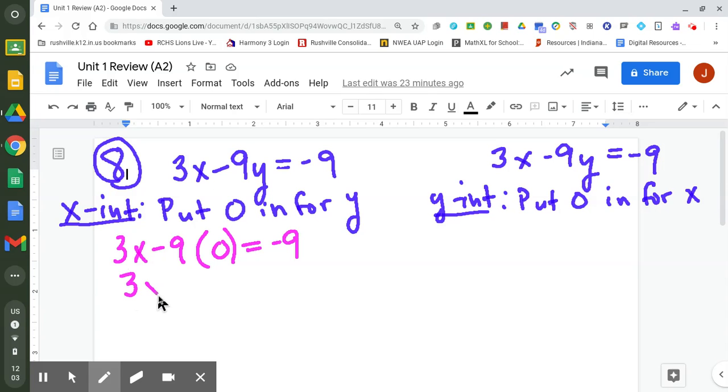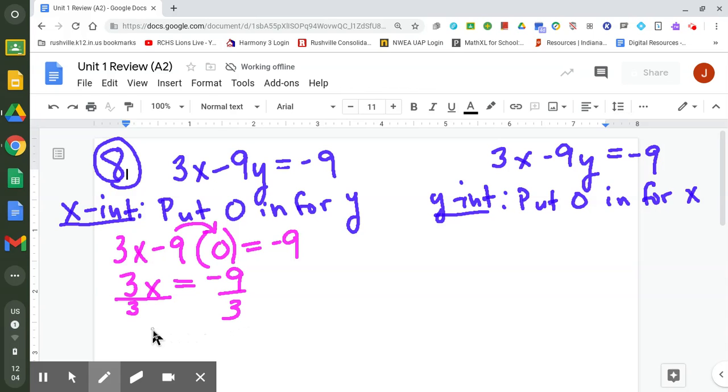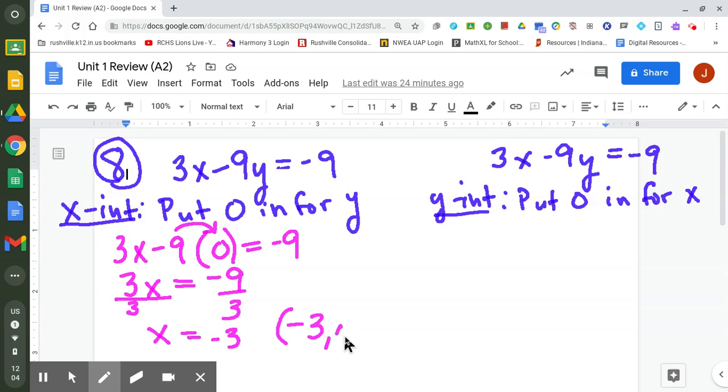And then I'll solve for x. So this is 3x, and really negative 9 times 0 gives me 0, so I don't really have anything, equals negative 9. Divide by 3, divide by 3. So x equals -3. So the way we can write that in an ordered pair so that we can graph it is (-3, 0).